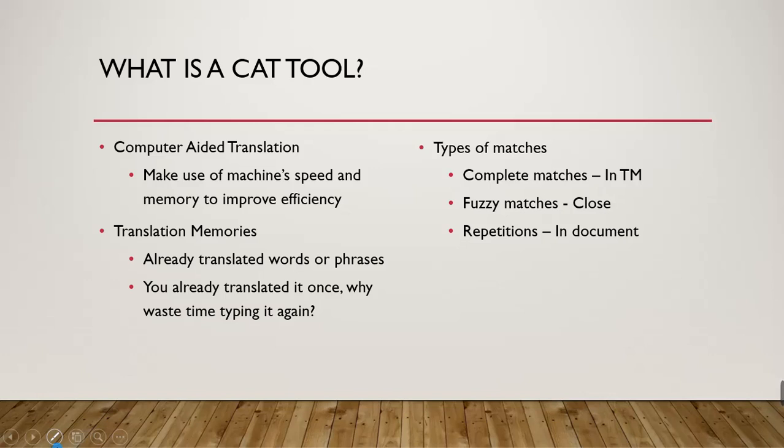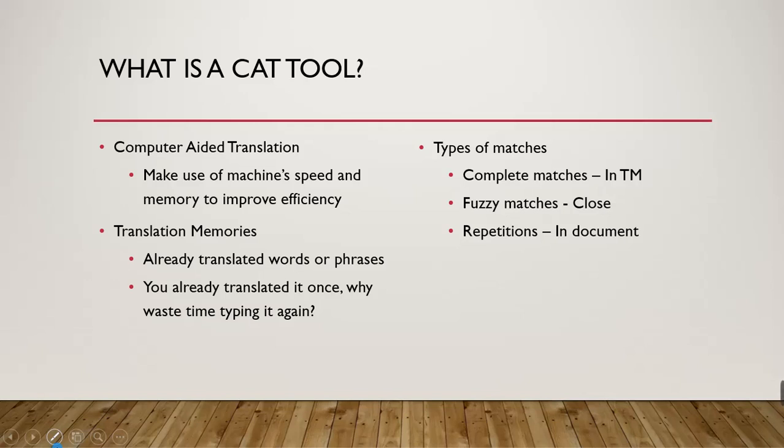The next one is fuzzy matches. So those are things that you have done in a different document as well, but they're not a perfect match. It's not word for word. It may be 70% or 80%. It's very close. The CAT tool will give you an option, and you can either choose to use it or not use it. Most times you use it, but then you change 3 or 4 words, and you get a good match. The last one is repetitions.